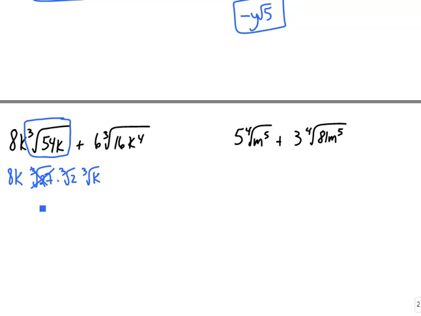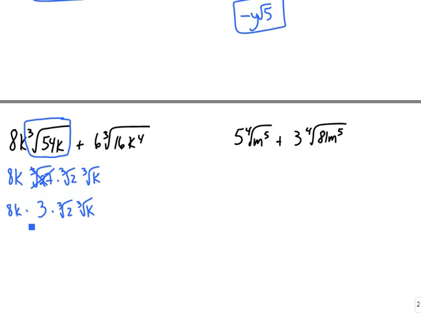Cube root of 27 turns into a 3 times the 8k that was already outside, and the cube root of 2 and the cube root of k will stay underneath. In the case of the k's here, I only have k to the first. I would need to have k to the third or higher in order to be able to reduce anything. So these are already simplified.